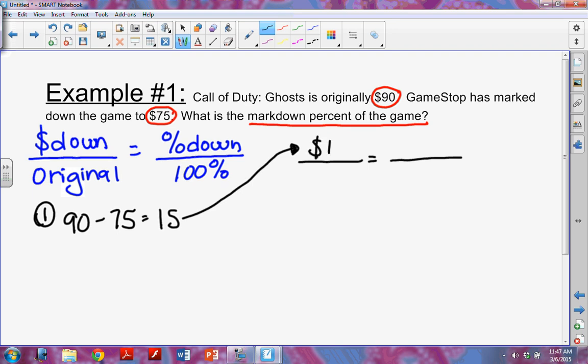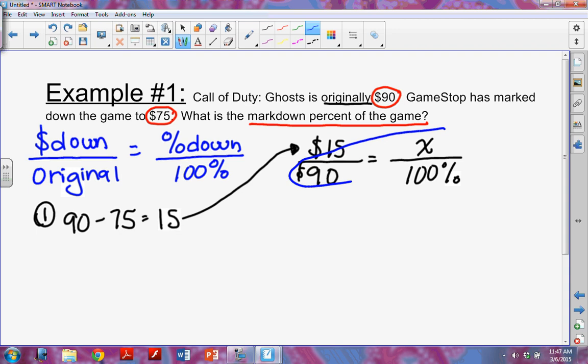So I'm going to put the $15 here over my original amount. Well, it says originally the game was 90, so I'm going to put it over the $90. Is equal to, well, we're finding the percent markdown, so I'm going to put an X there over my 100% like I'm always given. So now my proportion's set up. So if you've seen any of my other videos or you've been paying attention in class, you know what needs to happen now. We're going to cross multiply.